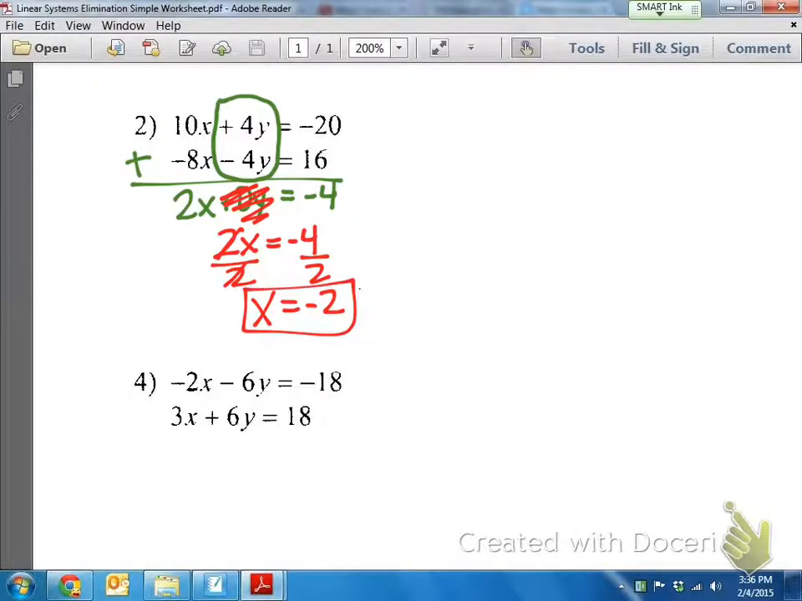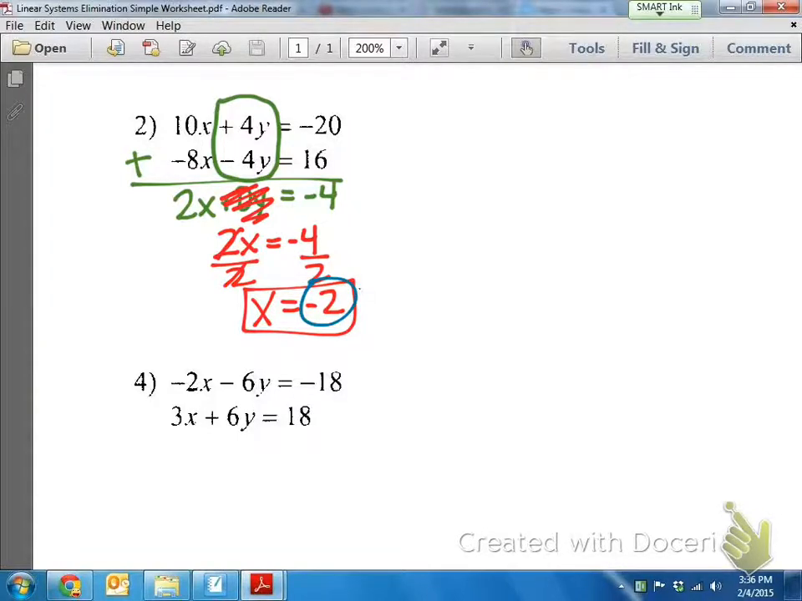So that's how we use elimination. We use it to line up, again, two terms that are exactly the same except they're inverses of each other. One's positive, one is negative. So now, again, we're not done because with the system, we don't just find one thing. We have to find two answers.